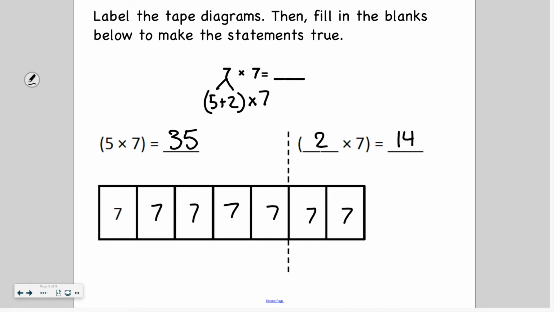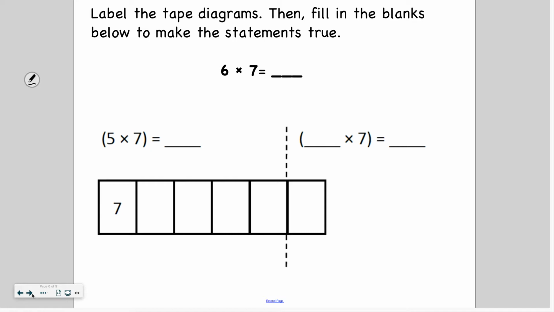But I'm not done. Just because I have these two answers doesn't mean I'm done. I now have to add these two separate products to see what they add up to for my final answer. Remember, 5 plus 2 equals 7. So I have my 2 groups and my 5 groups. I want to add them together. So 4 plus 5 is 9. 3 plus 1 is 4. So that means that 7 times 7 is 49.